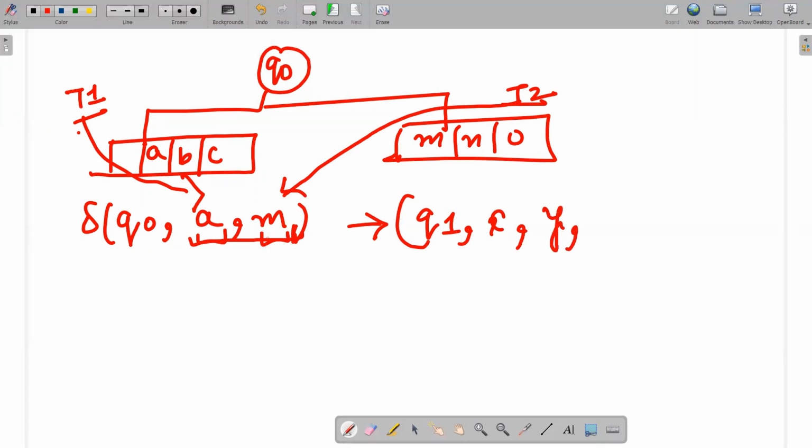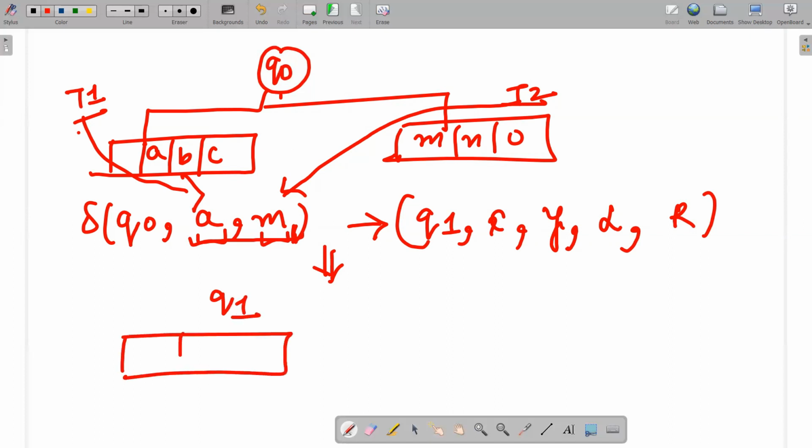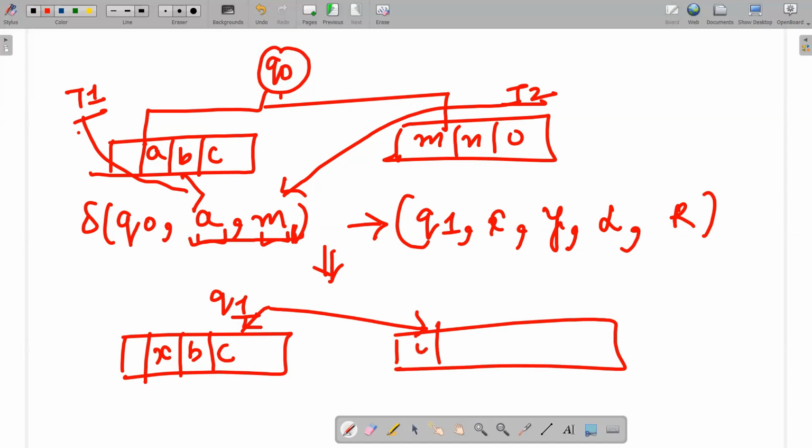If A is changed to X, let's say it has gone in left direction, and M has changed to Y, let's say it has gone in right direction. Right. So eventually what happens is that your Q naught is changed to Q1, your A is changed to X, and your M is changed to Y, and we have N and O. So clearly this tape might have moved in left direction and this tape might have moved in the right direction. It depends upon what kind of inputs you are giving.